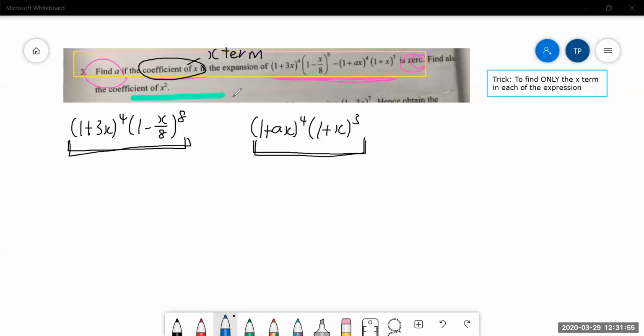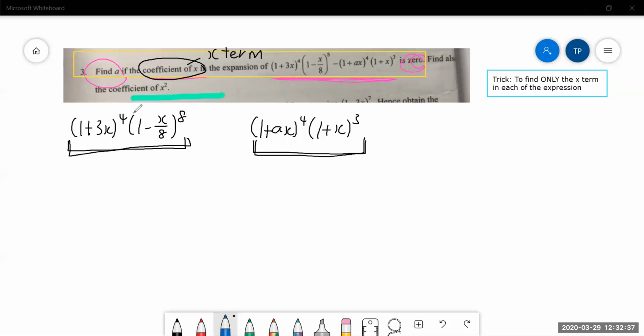Do you want me to send you what I've already worked out? Because you expanded everything, right? I expanded 1 plus 3x to the power of 4, and 1 minus x over 8. The setter that created this question wanted you to fall into this pit hole, expand it and waste a lot of time. But in actual fact, you are not supposed to expand it. Students who expand it will be in very deep trouble.